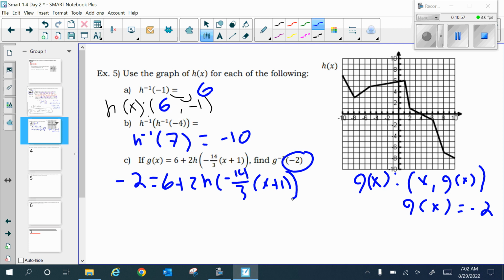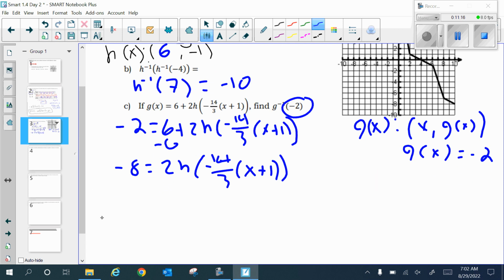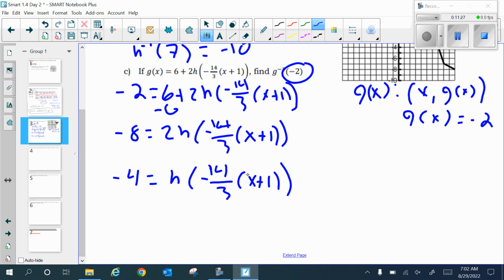So I subtract that 6 on both sides to get -8 equals 2h of -14 over 3 x plus 1. I'm going to divide by 2 on both sides to get -4 equals h of -14 over 3 x plus 1. And now I need to know, when does h of x equal -4?